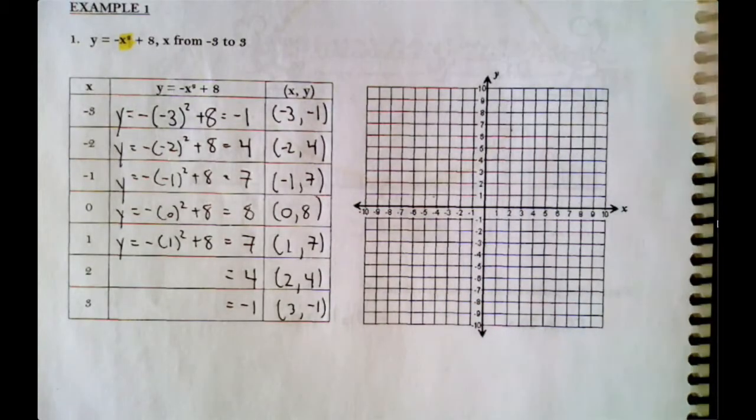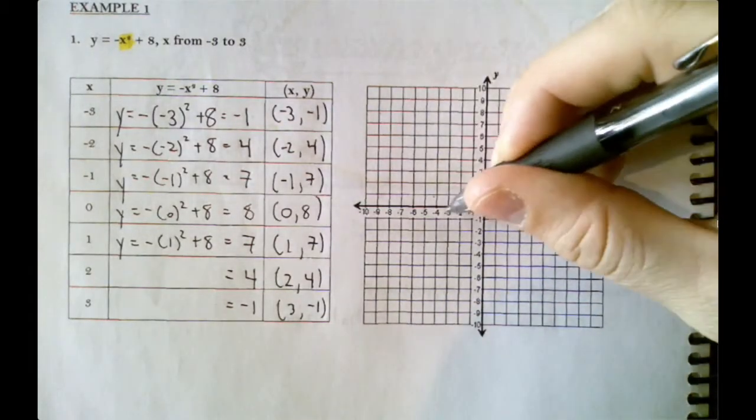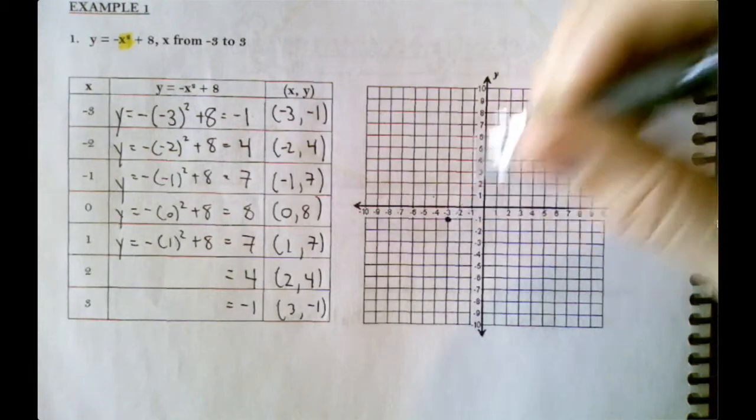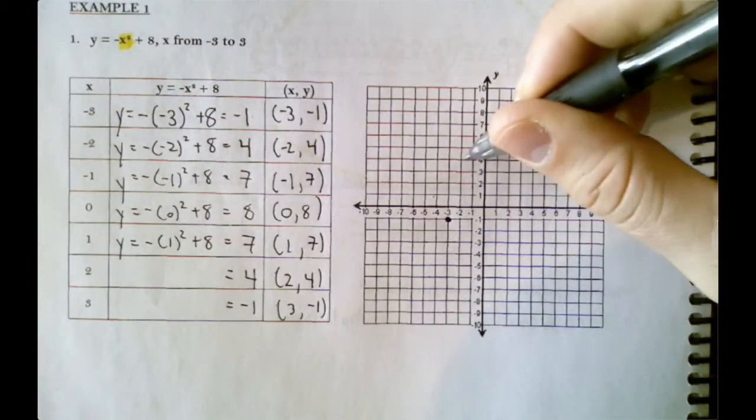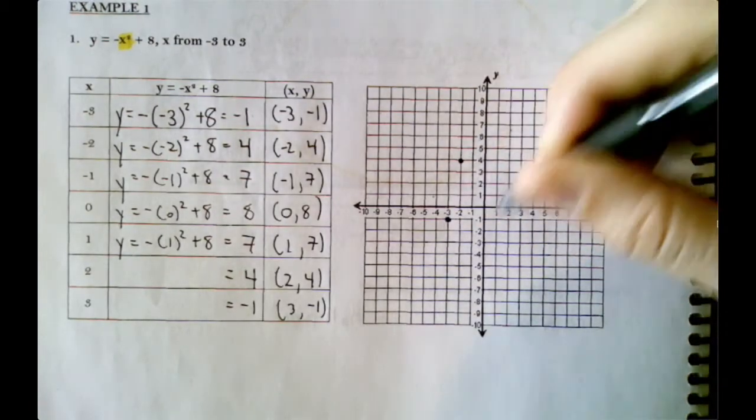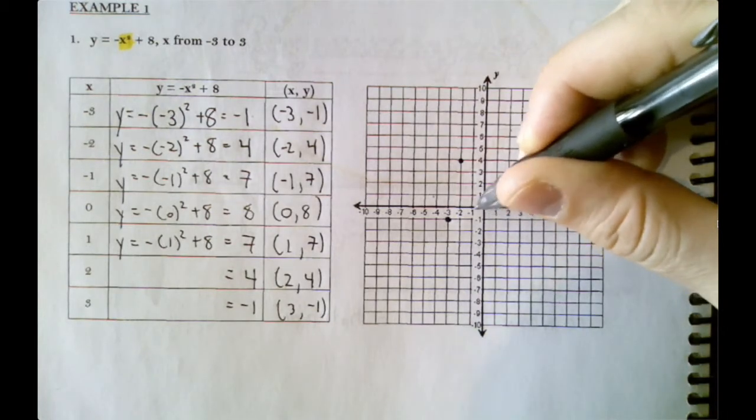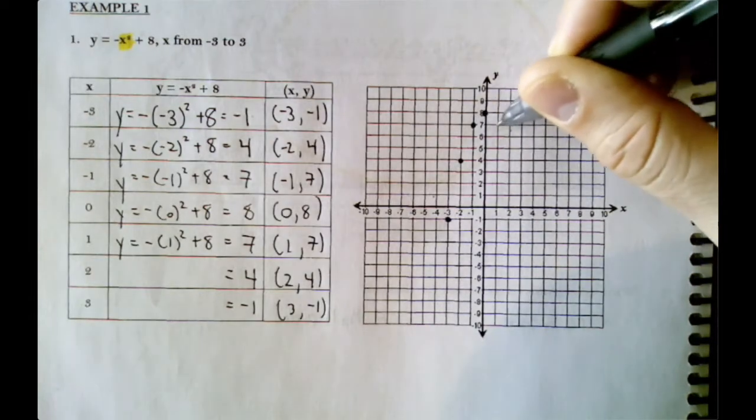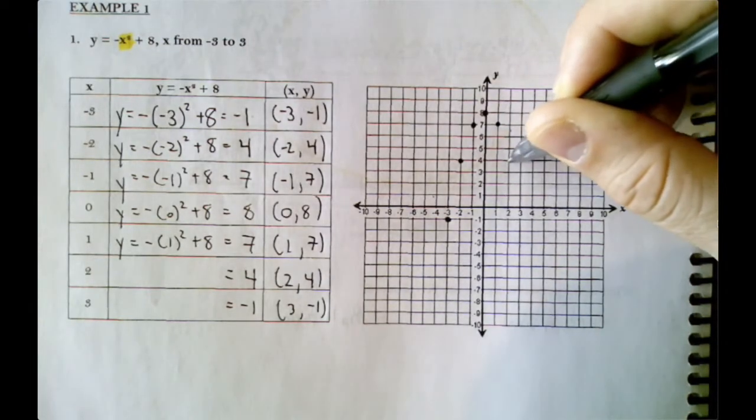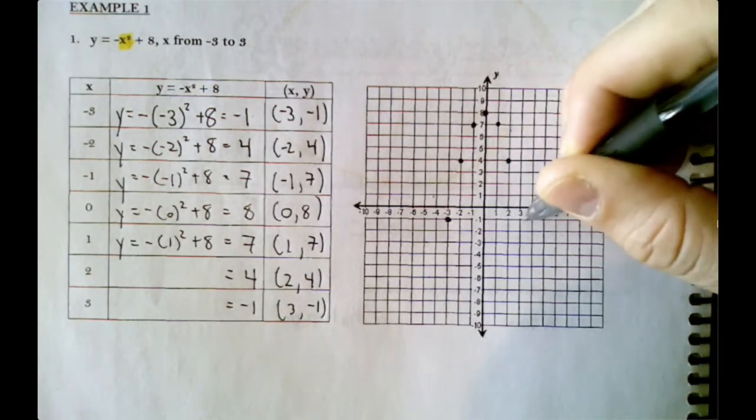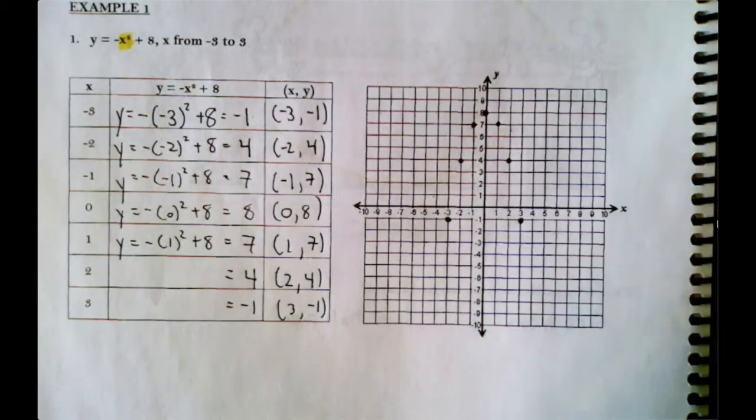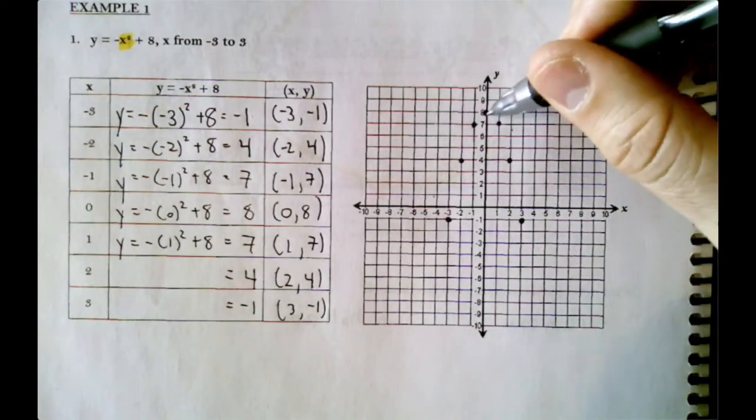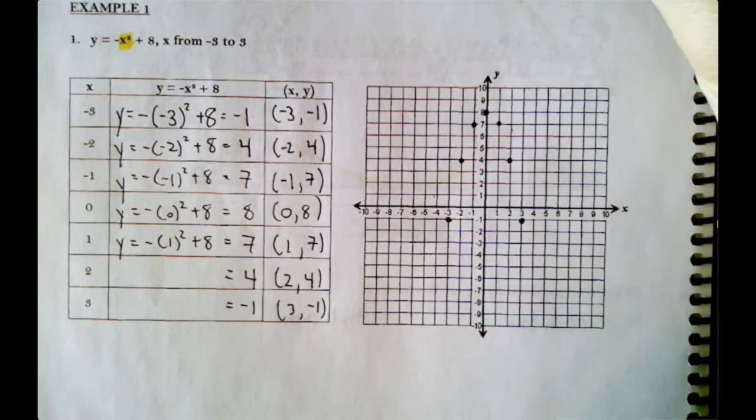And now we can graph our dots. Negative 3, negative 1, negative 2 and 4, negative 1 and 7, 0 and 8, 1 and 7, 2 and 4, 3 and negative 1. Notice this parabola has a peak instead of a valley.